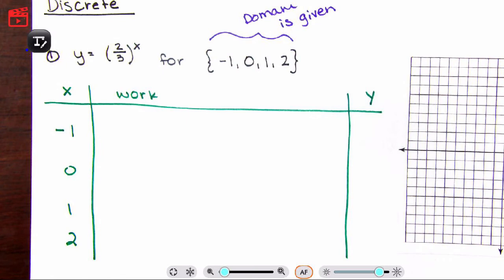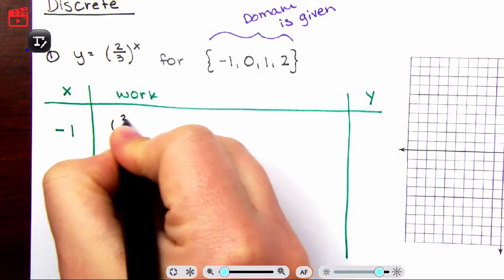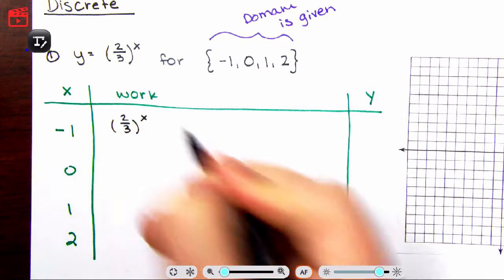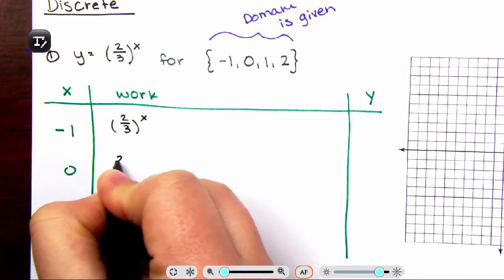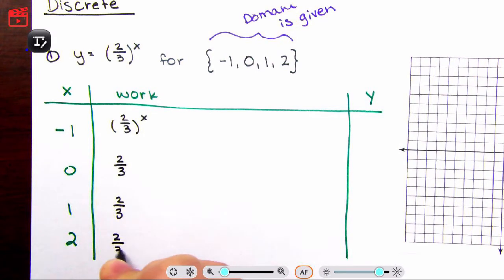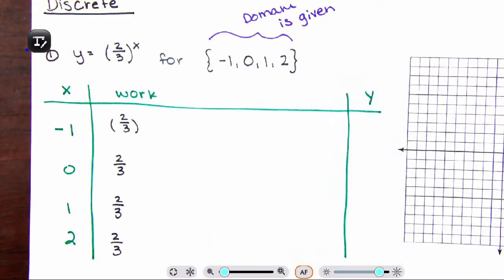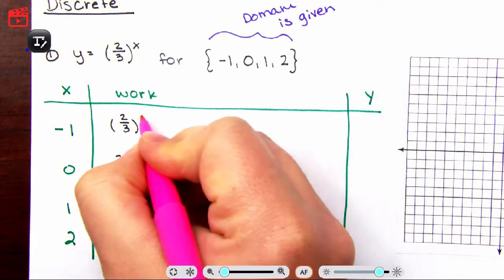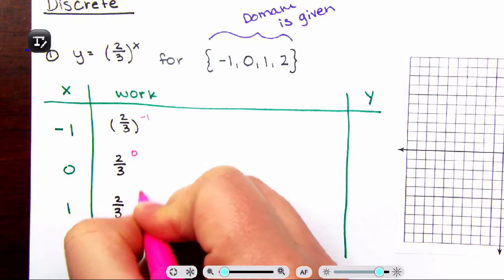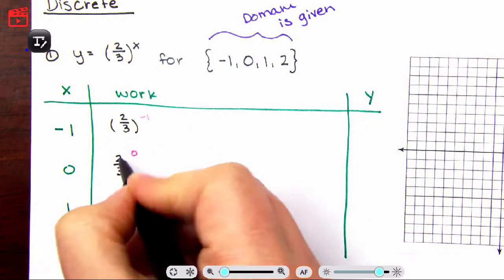For my work section, I'm going to copy down my formula. My formula is (2/3)^x. In this case, I'm going to omit the x and just write 2/3, because our x value is what we are given. That's our domain. So that's going to be my -1, 0, 1, and 2. I'm going to put them in parentheses as exponents: -1, 0, 1, and 2. So here it is.